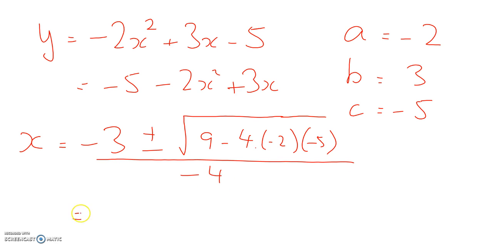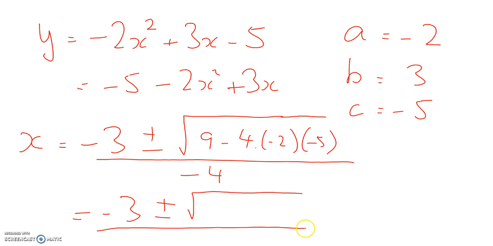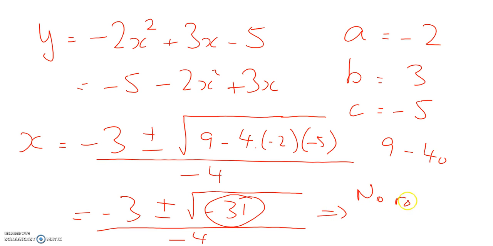Okay? So this equals minus 3 plus or minus the square root, and that's all over minus 4. Now what have we got in here? We've got 9. Now this minus 4 times minus 2 is 8, because the negative times a negative is a positive. But the positive times a negative gives a negative again. So this is actually 9 take 40. 4 times 2 is 8. 8 times 5 is 40. So this is minus 31. So this number here, our discriminant, is negative. So once again, no roots.